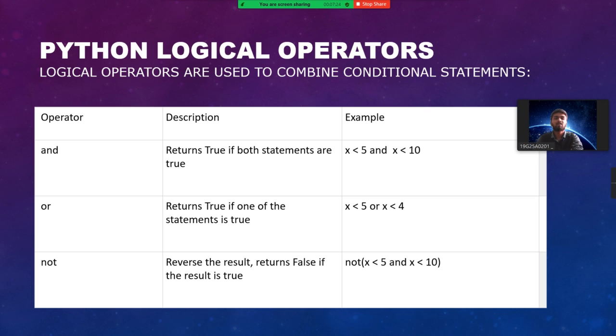Both are the same. And the OR operation will be x is less than 5 or x is less than 4. If one of the statements is true, then the output of the OR becomes true. Then coming to the NOT operation, x is less than 5 and x is less than 10. It returns false if the result is true.